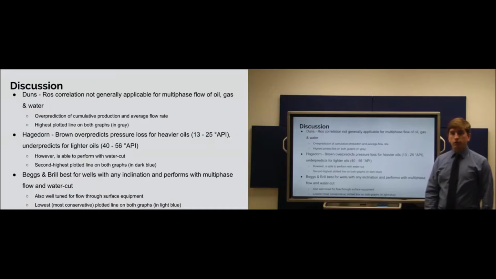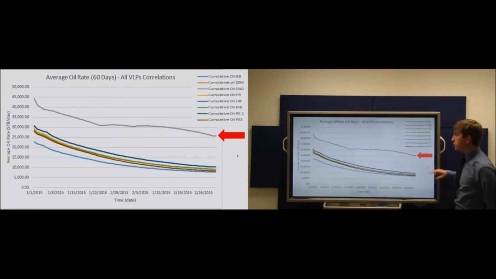So for the discussion of our results, we found that the Duns and Ros original correlation was not generally applicable for multi-phase fluid flows, especially those involving a water cut. So this tended to over-predict the cumulative oil production as well as the average oil rate, as you saw in the previous graphs, which are shown here again. As you can see, this gray line represents that flow correlation.